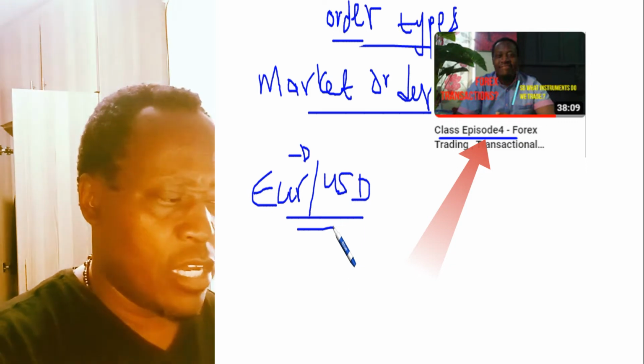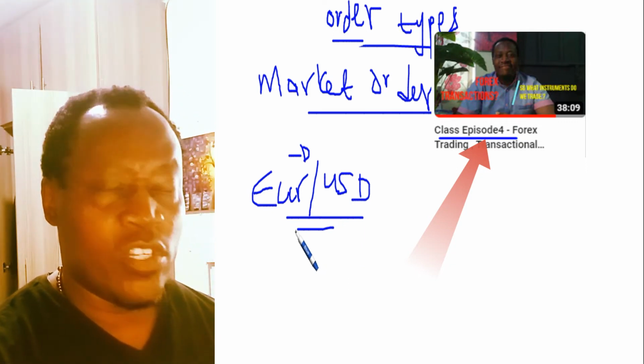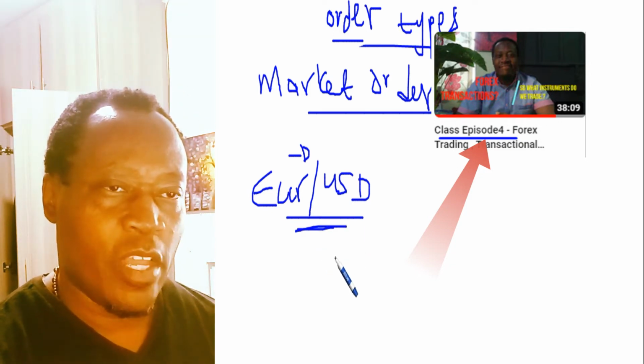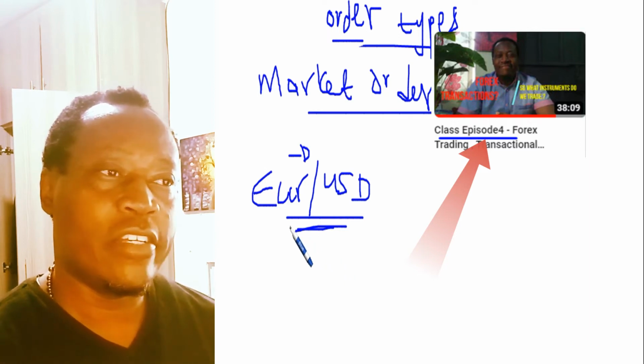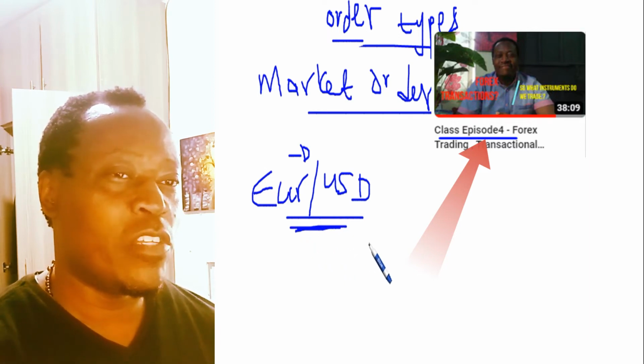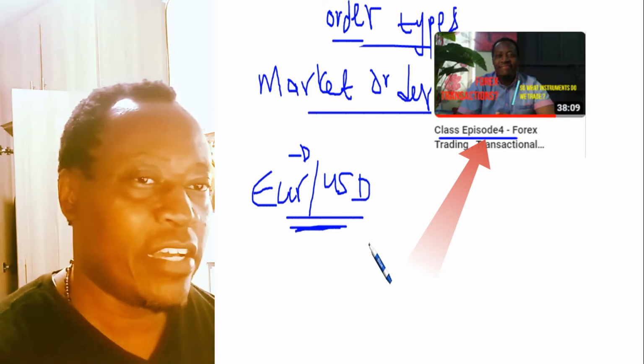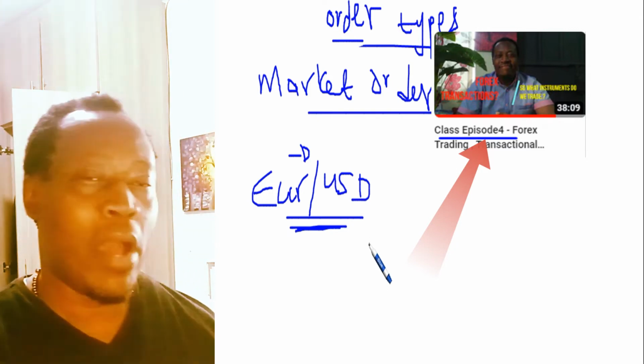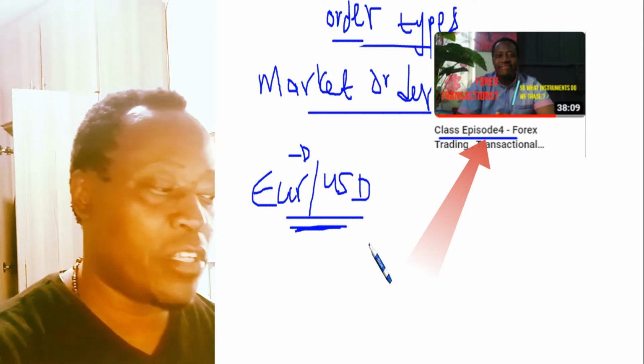Now, let's say you see Euro USD is rising, and we said when the market is rising, it's more logical to buy the market. You join the buy. It means the buys that are going on, so you just join the market.